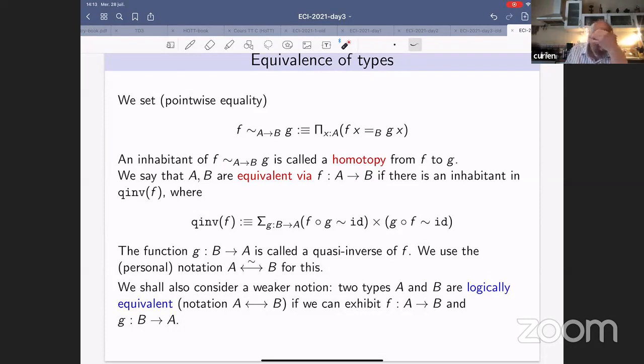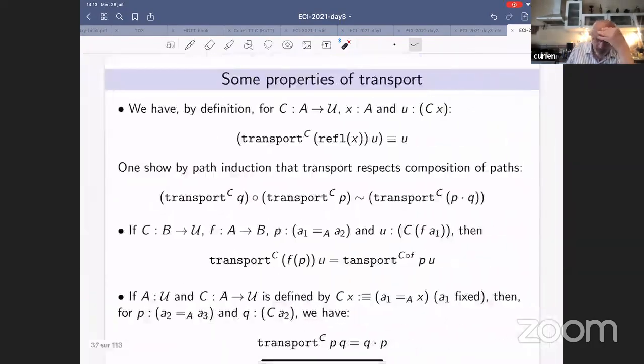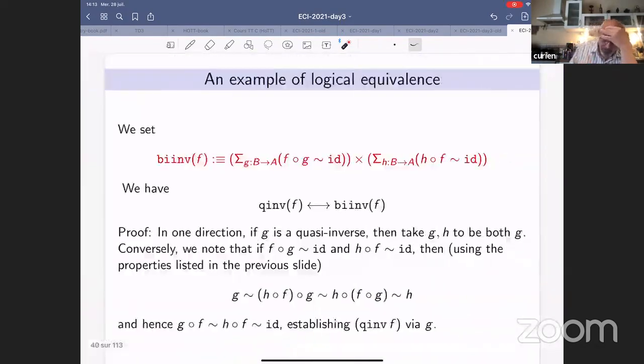Okay, the second question was raised later on. It was when I showed this logical equivalence between QInv and ByInv. Some persons also on Discord asked, but why isn't this an equivalence? Well, it's hard to prove that it is not an equivalence, and we will actually prove that it is not an equivalence in an indirect way by showing that this guy is a proposition and this guy is not a proposition.